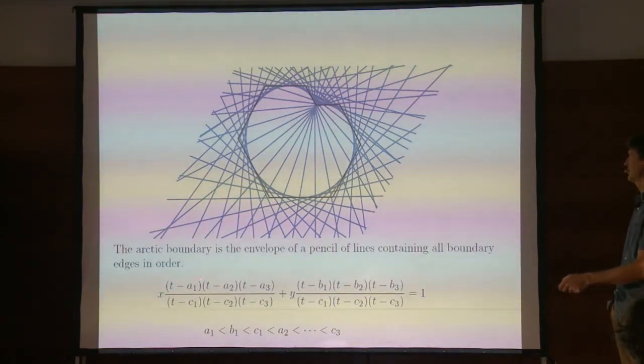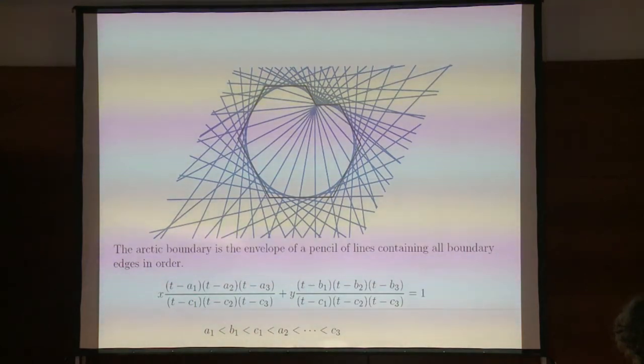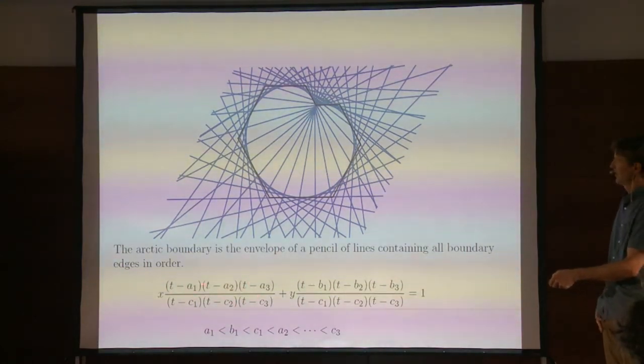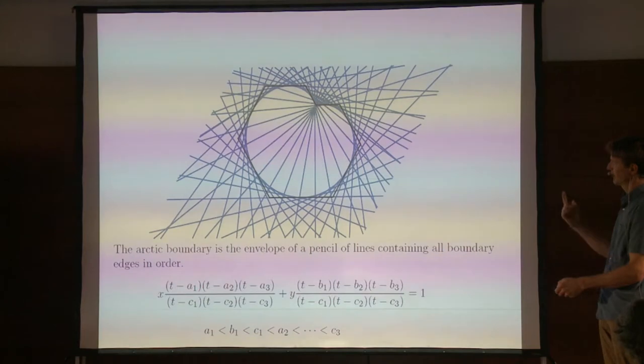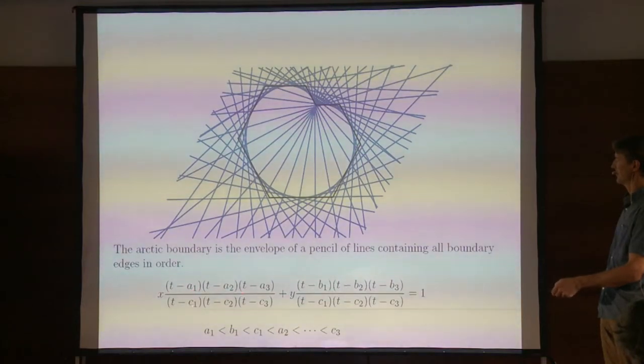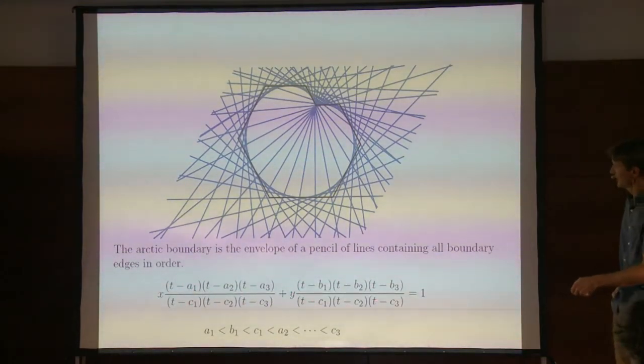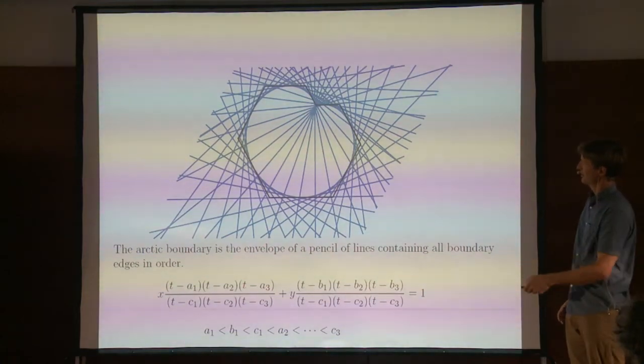So here, well, it looks complicated, but it's just a family of lines. Here's x times something plus y times something equals one. That's a line, and that something depends on t, one extra real parameter t. So everything here is real. And there are some constants A1, A2, A3, B1, B2, B3, C1, C2, C3. You write down this thing, and what family of lines do you want?